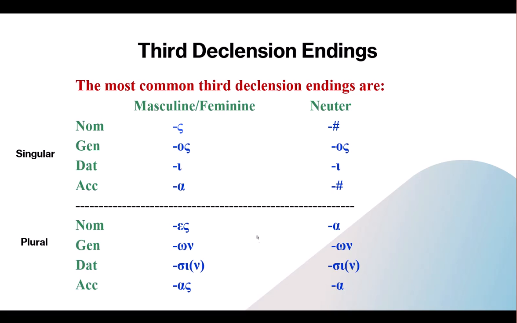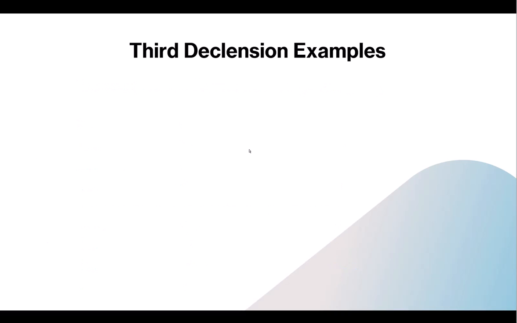The plurals we see under masculine feminine are es, on, sin, as, and for the neuters, a, on, sin, a. So es, on, sin, as, and a, on, sin, a. Those aren't too bad. This is a very common third declension ending pattern, and it is worth memorizing these.